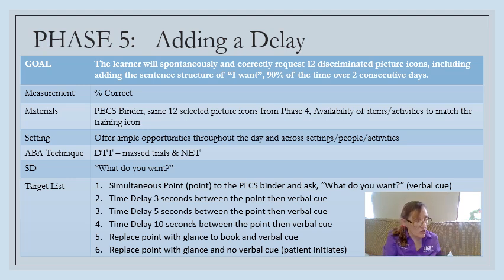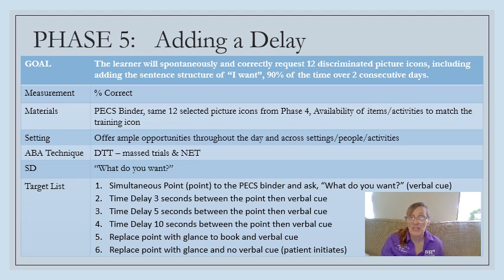phase 5 is we're using a point and verbal cue to get this kid to become spontaneous and independent. We're just adding a time delay with that point and verbal cue. So the first target is simultaneously, we're going to point to the PECS binder and ask, "What do you want?" So we're giving the simultaneous point and also that verbal cue of "What do you want?" And so on target 2, we're no longer doing it simultaneously.